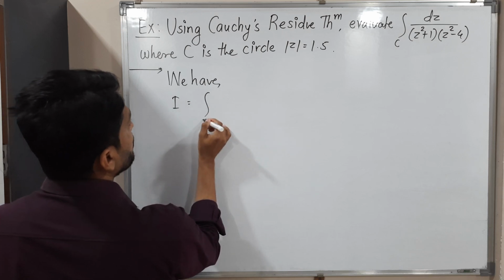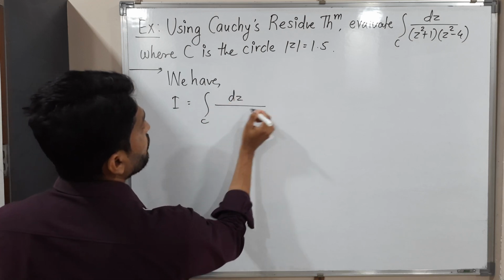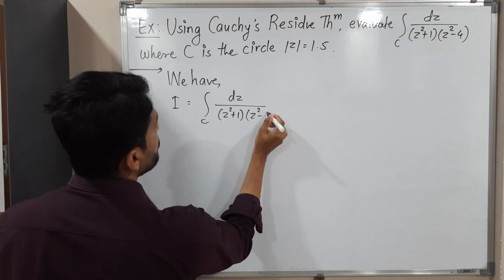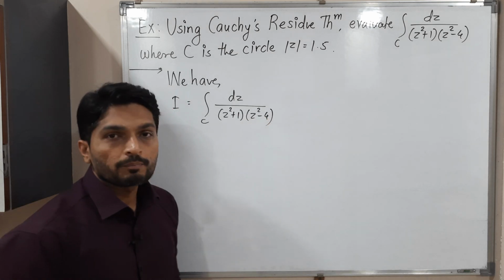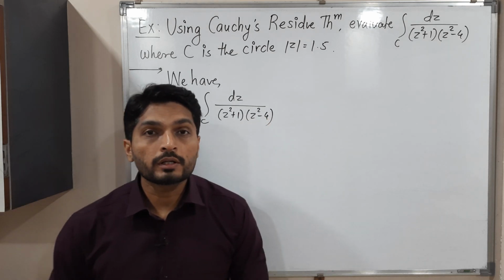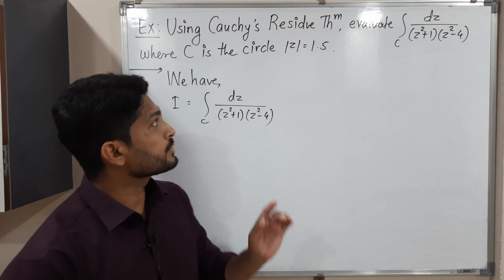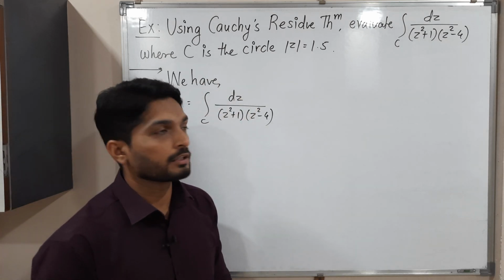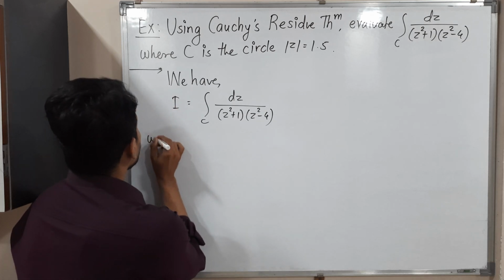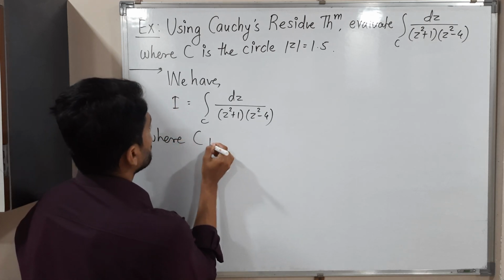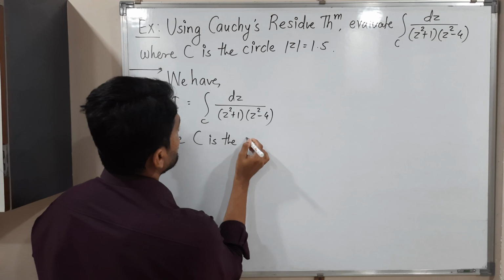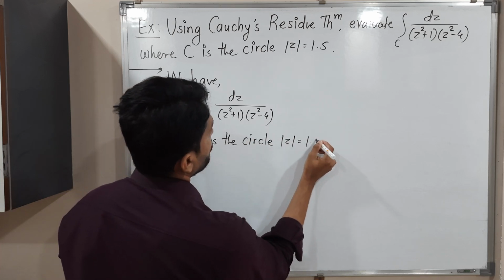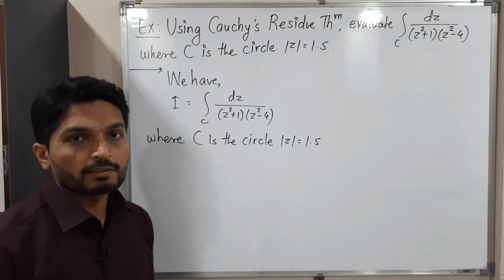I is equal to the integration over C of dz upon (z square plus 1)(z square minus 4). The most important thing is the given curve C. What have they mentioned? C is a circle. So let us mention the given curve, where C is the circle mod Z is equal to 1.5. So this is the given circle.